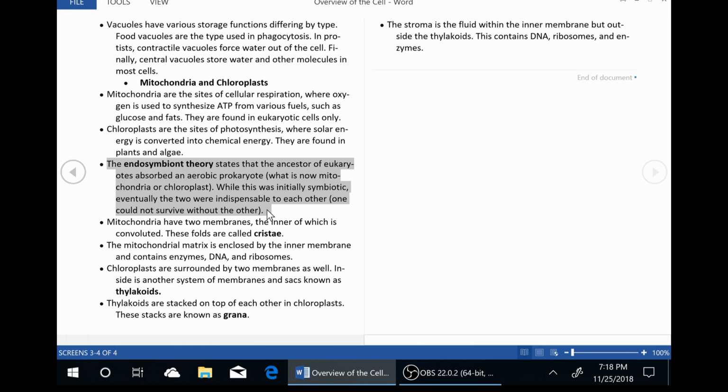The endosymbiont theory provides an explanation for the origin of mitochondria and chloroplasts, and also confirms various observations that scientists have made over the years regarding mitochondria and chloroplasts. So basically this theory states that a long time ago, billions of years ago, the ancestor of eukaryotes, which probably was a prokaryote, absorbed an aerobic prokaryote, which means that prokaryote used oxygen. So this aerobic prokaryote is now what is mitochondria or chloroplasts in cells.